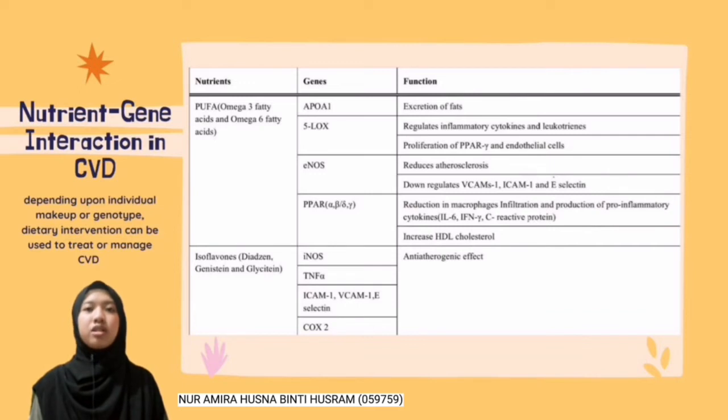Second, lipoxygenase regulates synthesis of leukotrienes, inflammatory cytokines. An omega-3 PUFA diet is shown to nullify the release of leukotriene production by proliferation of PPAR gamma and endothelial cells. Next, endothelial nitric oxide synthase generates nitric oxide from L-arginine in blood vessels. It reduces the risk of atherosclerosis. PUFAs improve NOS expression, leading to vasodilation and lower circulating markers like E-selectin, intercellular and vascular cell adhesion molecules.